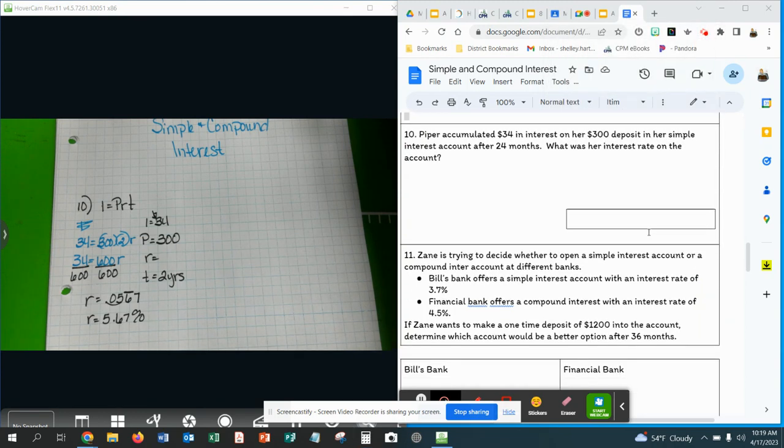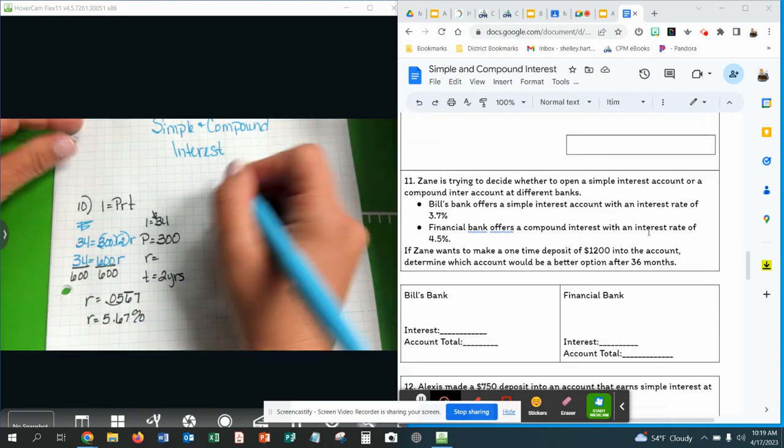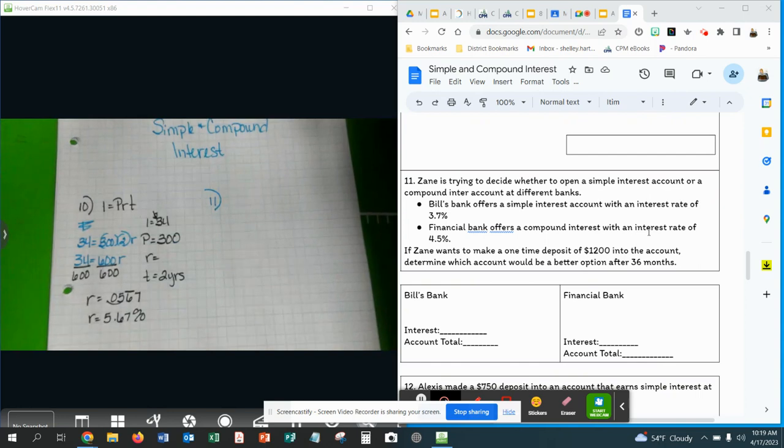Now, I'm going to do 11. 11 seems like it's bigger. So let's take a look. Zane is trying to decide whether to open a simple interest account or a compound interest account at different banks. Bill's Bank offers a simple interest account with an interest rate of 3.7%. Financial Bank offers a compound interest account with an interest rate of 4.5%. If Zane wants to make a one-time deposit of $1,200 into the account, determine which account would be better after 36 months.